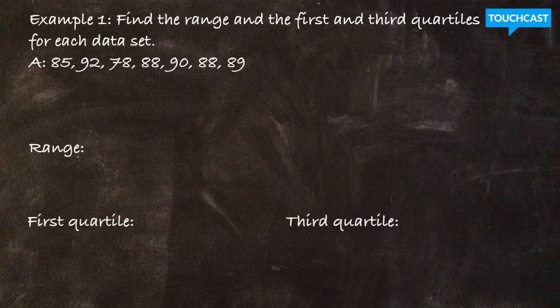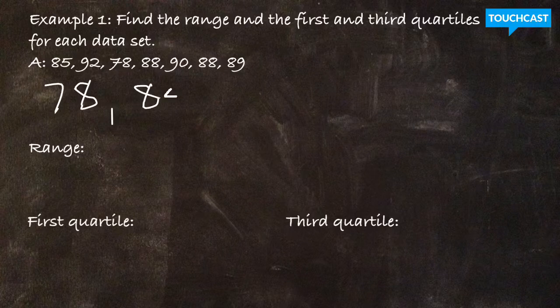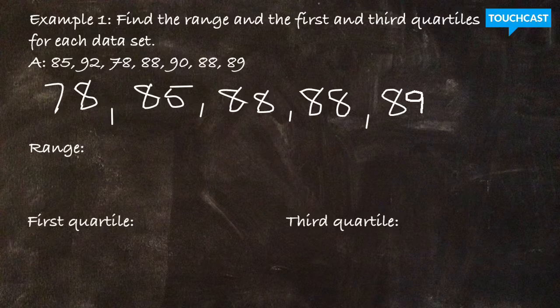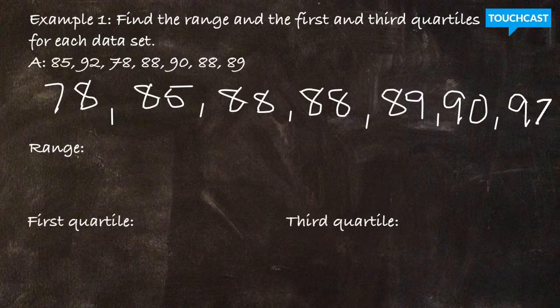So our smallest number is 78. Then we've got 85, 88, another 88, a 89, a 90, and a 92.